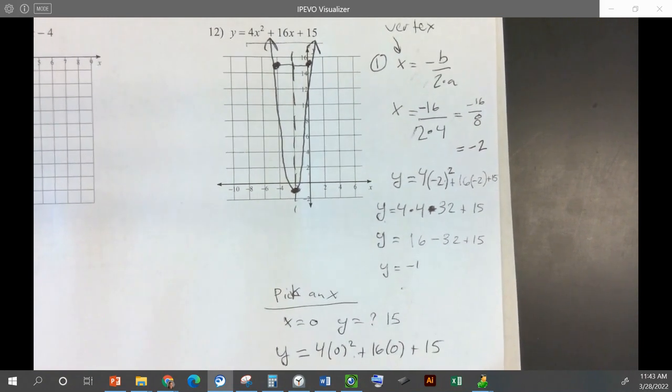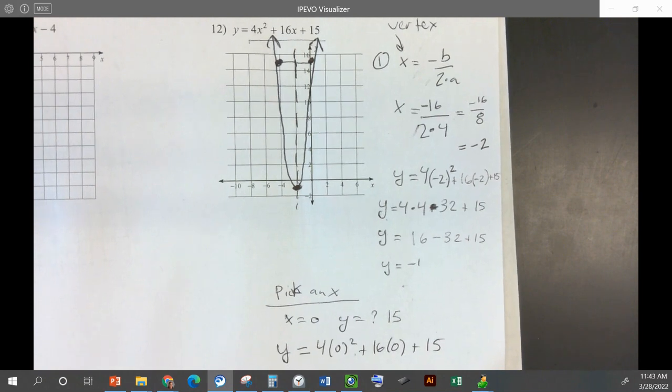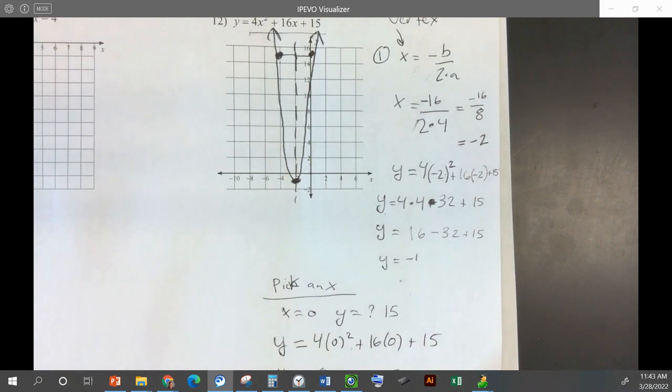Okay, questions on that? You guys see where everything came from? We do one more. Yes, let's do one more. Do you want to pick one, Taki? 7. Okay, let's do 7 together.